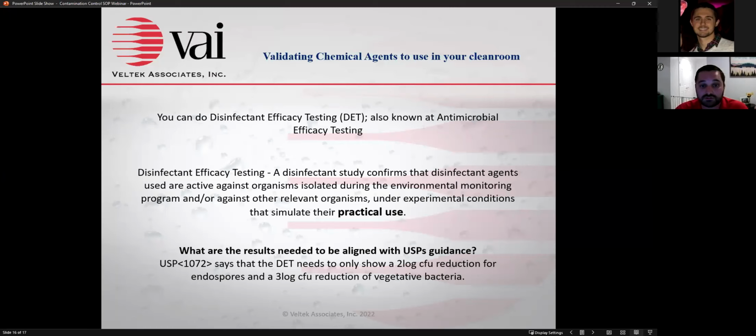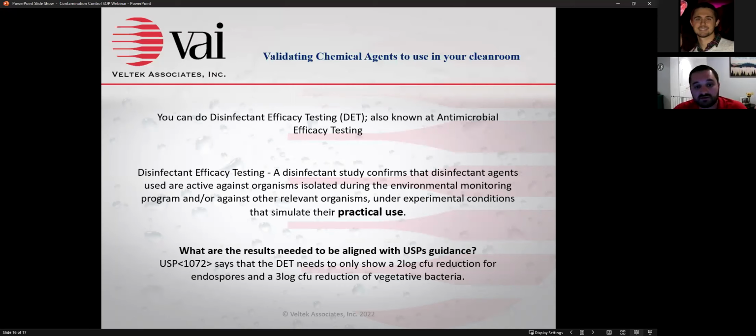So what you do is disinfectant efficacy testing. You're not required to do this at all in a hospital setting or a 503A setting. It's something that some of the 503B outsourcing facilities have been doing. California, when you register with them, they've been asking for this documentation. Also, FDA at pharmaceutical companies will ask for this documentation as well. You don't have to do it, but it's something you could do if you wanted to use different agents or really broaden the spectrum of chemicals that you may be able to use in your clean room.